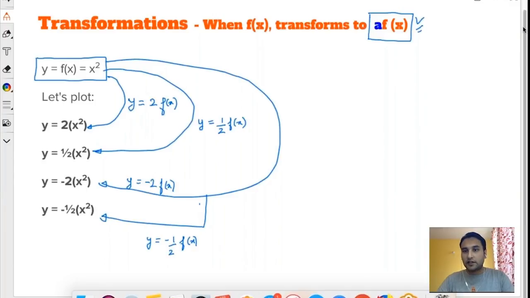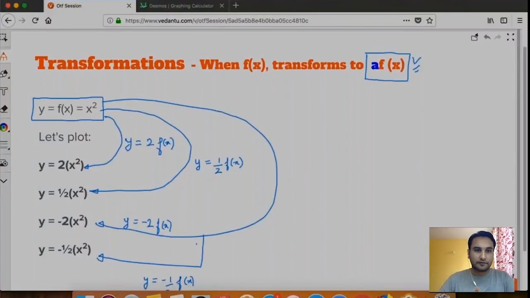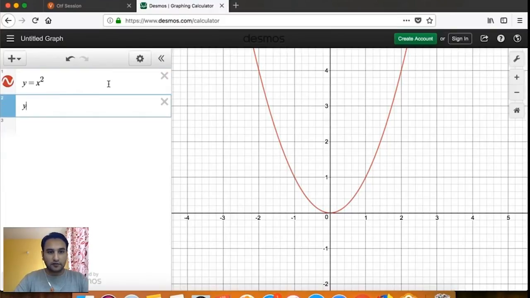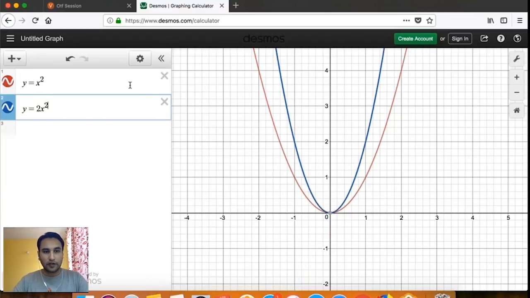Atreyu, you're right. We'll see it through the trigonometric graphs. That will be more clear from there. Anyways, let me now start plotting these graphs. Let's see what we do. Now let me plot y is equal to 2 times x square. See what happens. When you do 2 times x square, what happens? Got it? Now if I do y is equal to half times x square, see what will happen.